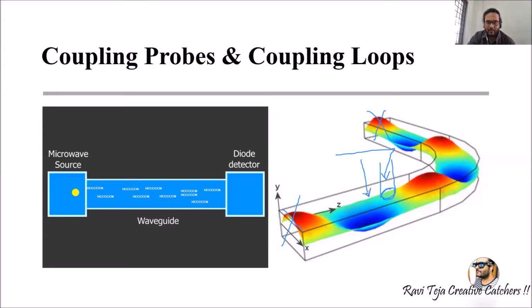Yeah. So in order to insert energy into a cavity resonator when the two ends are closed, we need to make a hole, and this hole is fitted with a coupling probe or coupling loops. I will show you how these coupling probes and coupling loops look, and what these coupling probes and coupling loops are used for.